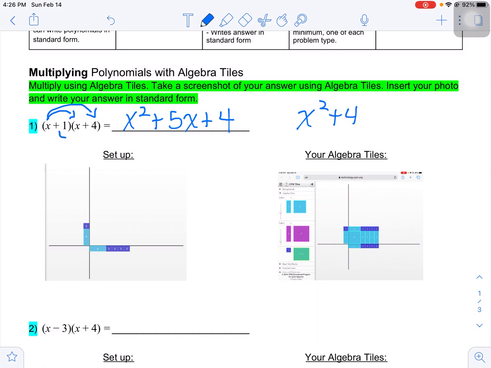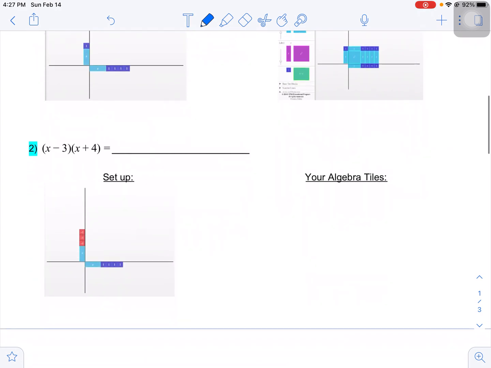I'm sorry, that should be 4x. X times 4 is 4x. Then I'm going to take the 1 times the x, and I get 1x, or just x. And then I'm going to take the 1 times the 4, and I get plus 4. Now when I look at this, 4x and x will combine to give me 5x. So I do have x squared plus 5x plus 4. So algebraically or using the tiles, I get the same result.